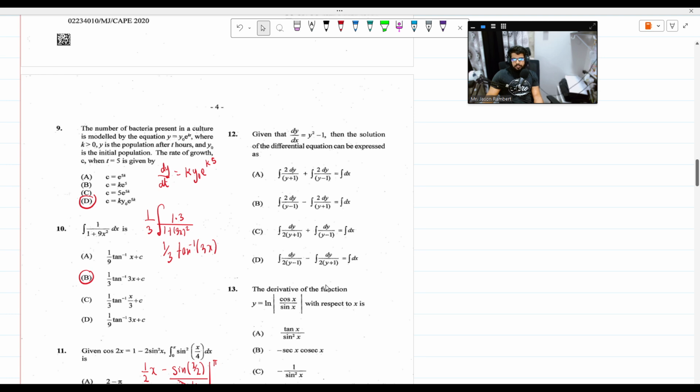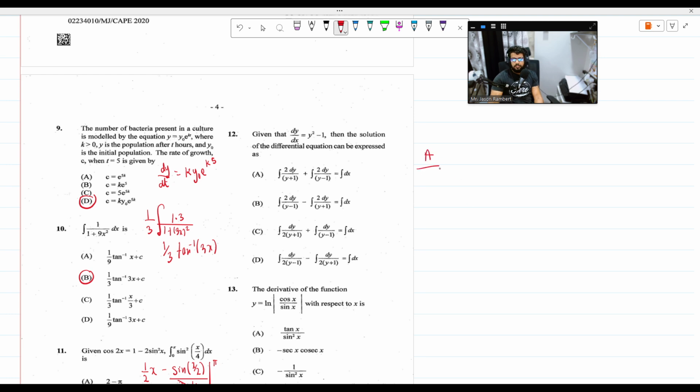dy/dx is y squared minus 1. The solution of the differential equation can be expressed as... so let me just check the options that we have here. In the options, they separate the y squared minus 1 into partial fractions. So I'll just focus on what the partial fraction for y squared minus 1 is.